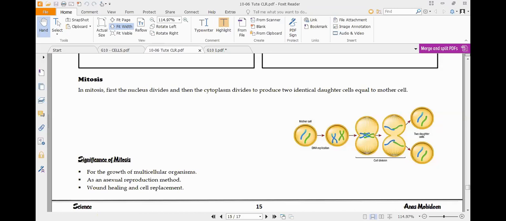But to become multicellular, cells should divide. And when these cells divide, the number of chromosomes should be maintained constant, and that is because of mitosis. Mitosis is also an asexual reproduction method, especially in microorganisms, and it is used in wound healing and cell replacement. Whenever there is a wound or injury, for it to heal, the cells must grow up, covering that layer. To replace cells, there should be cells dividing and growing to form new cells. That is because of mitosis. So these are the significant functions of mitosis.